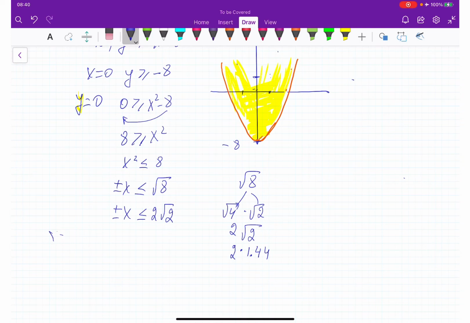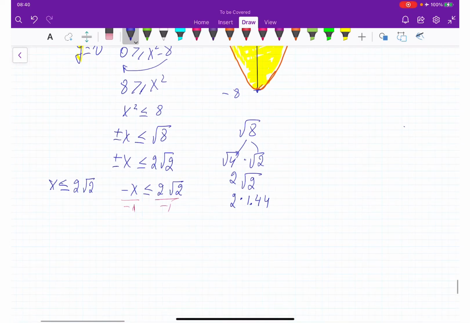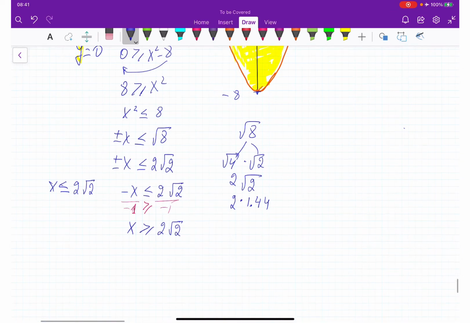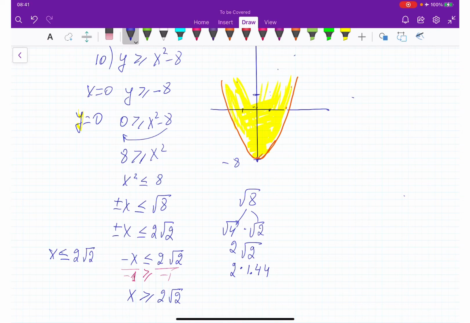From here, positive x is less than or equal to 2 square root of 2, negative x is less than or equal to 2 square root of 2. So if I divide by negative 1 here, excuse me, I am getting x greater than or equal to negative 2 square root of 2, because it's going to flip the sign also. When you divide by a negative number, it affects your sign. Okay, so from here, x is less than or equal to 2 square root of 2.